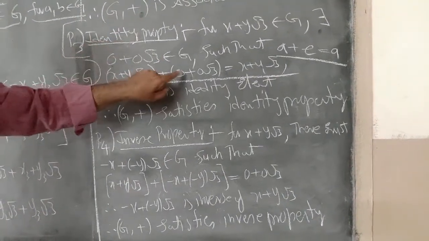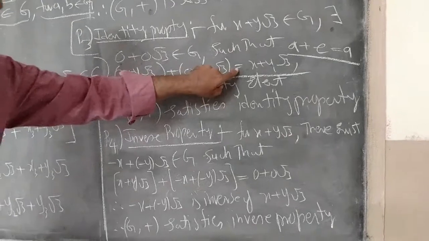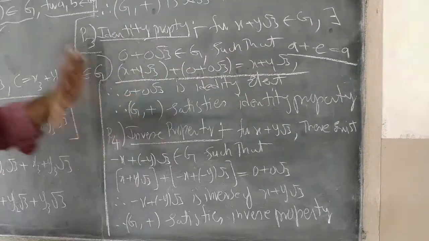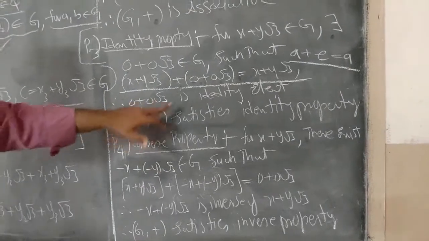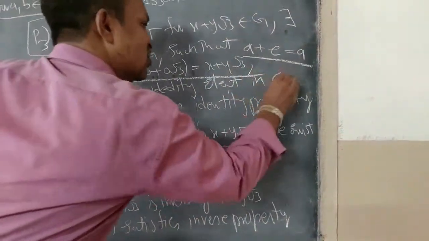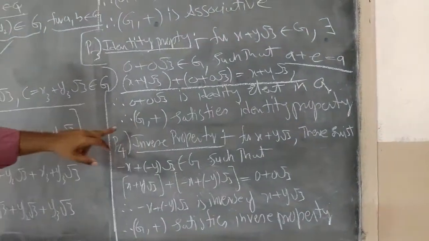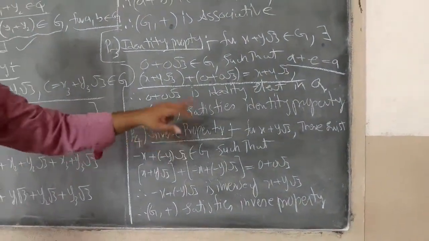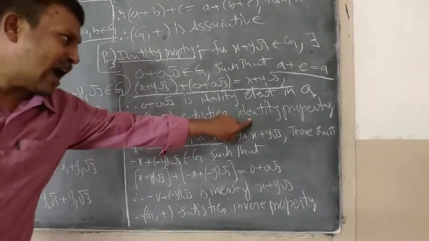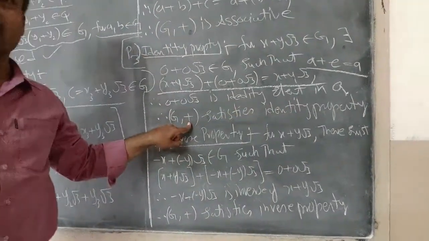Instead of e, it is 0 plus 0 root 3. Again here on the right hand side, instead of a, it is x plus y root 3. Therefore, 0 plus 0 root 3 is the additive identity element in G. Therefore, here I conclude that G comma plus satisfies the identity property. This says that G satisfies the identity property with respect to addition.